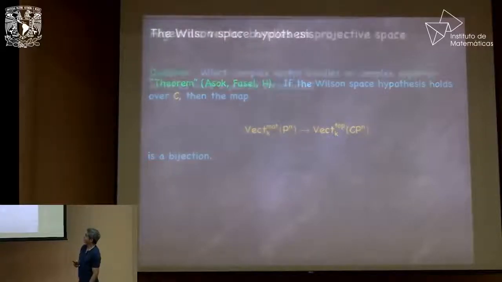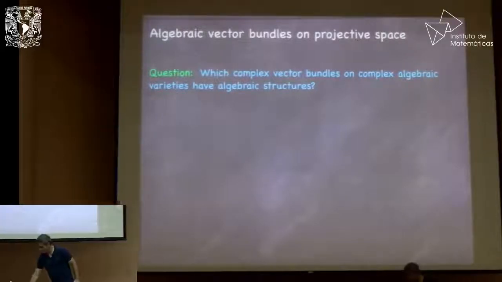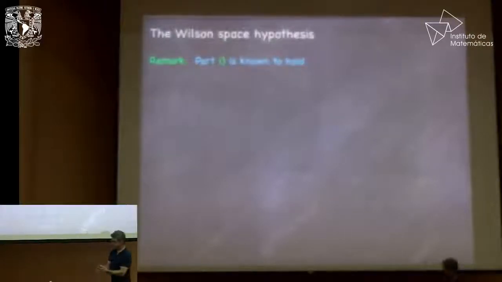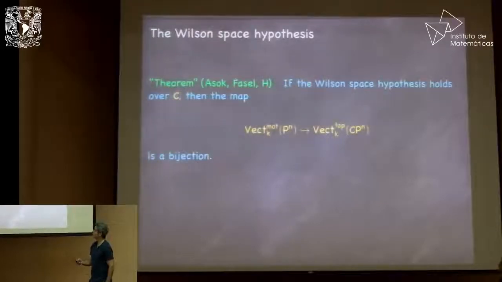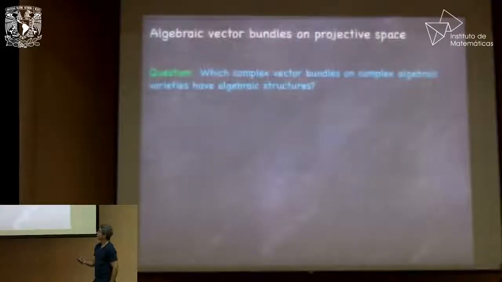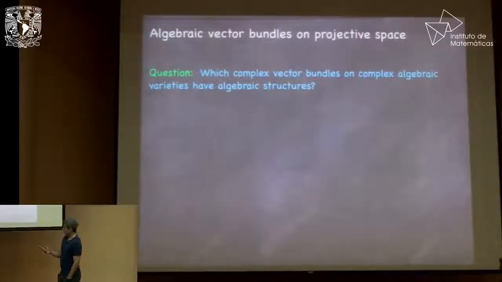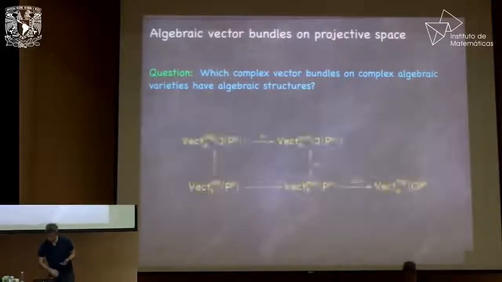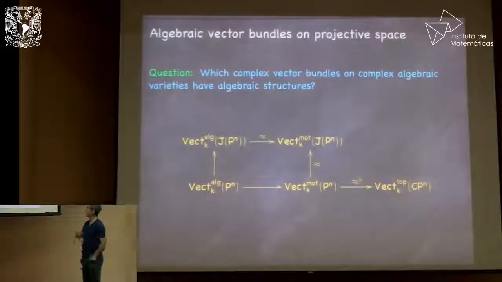So this is a very interesting hypothesis, and I wanted to go back and just ruminate on that for a second. Well, maybe I won't, since time is short. Let me just summarize here. So I started with this question about which complex vector bundles on complex algebraic varieties have algebraic structures. And here's the diagram that kind of summarizes what I've said.